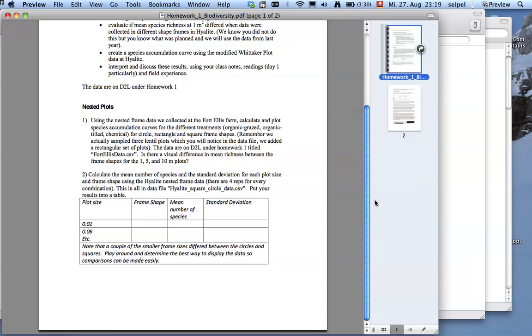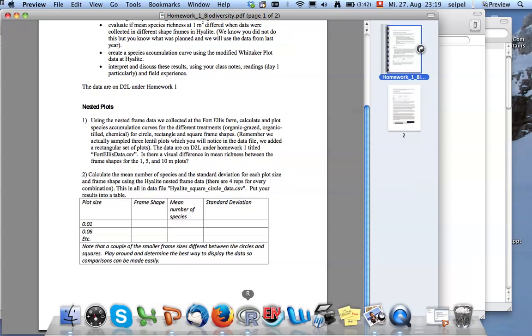So to question 1. Question 1 asks, using the nested data frame we collected at the Fort Ellis farm, calculate and plot species accumulation curves for the different treatments. And we added in data from rectangular plots, even though we didn't do the rectangular plots at Fort Ellis. And so we'll be calculating species accumulation curves and drawing species accumulation curves for circles, rectangles, and squares.